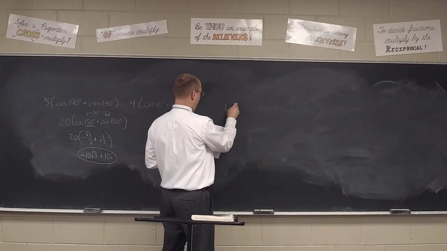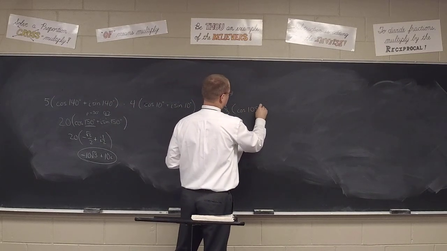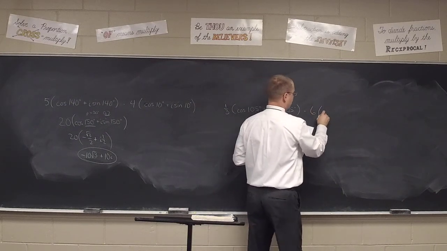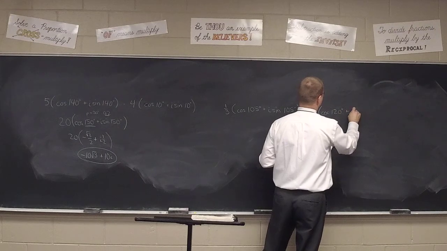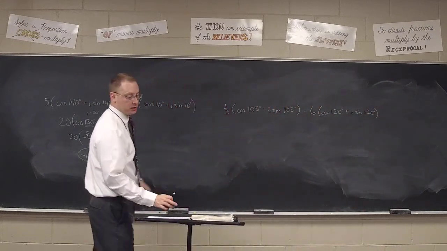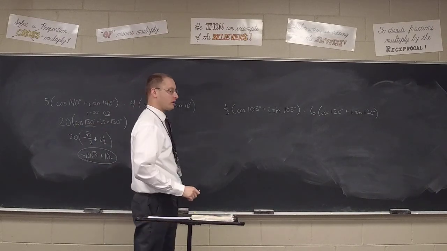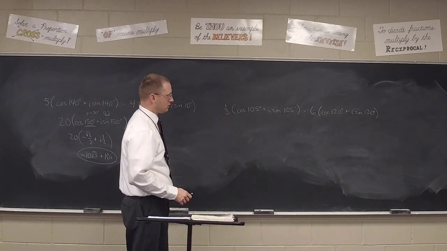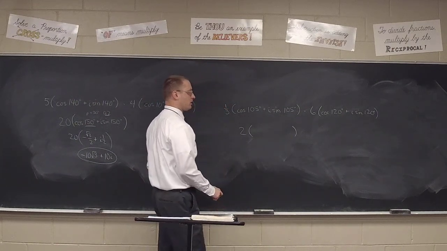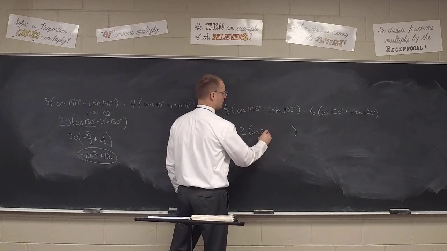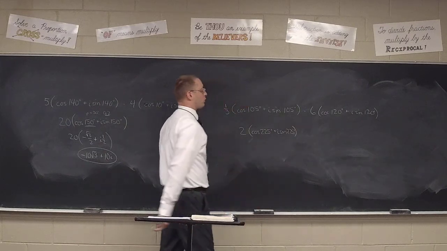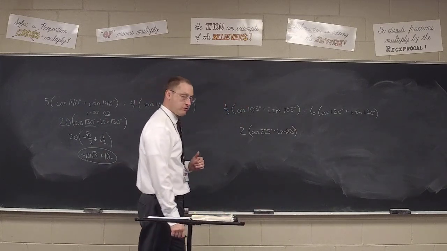What if we had 1/3 times the cosine of 105 degrees plus i times the sine of 105 degrees, multiplied by 6 times the cosine of 120 degrees plus i times the sine of 120 degrees. Jamie, how would we start this one? We would multiply the r's together, to get? 2. And then, Quentin? Add the angles to get cosine 225 plus i sine 225.